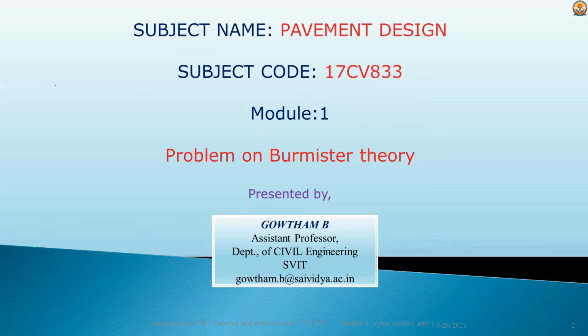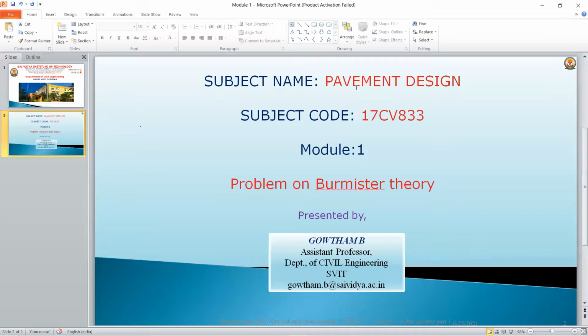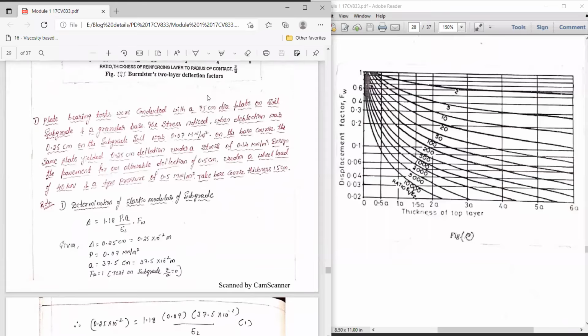In today's class, I am going to explain a problem on Burmister theory from the subject pavement design. And this problem is very important for the exam, and most of the time it has appeared in your question paper. So now let us see the problem first. Here is the problem.